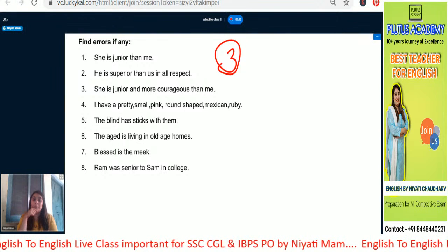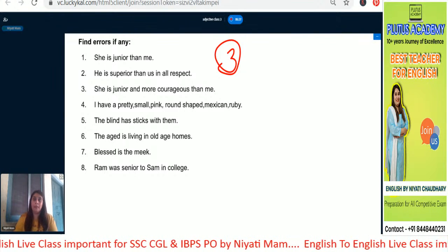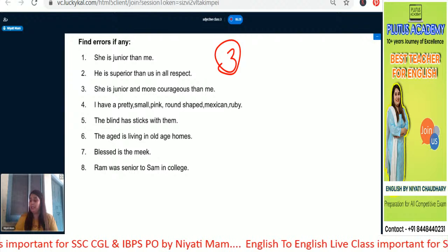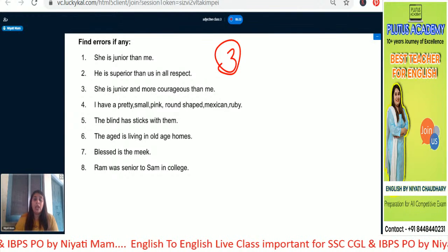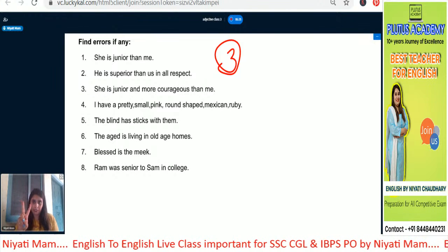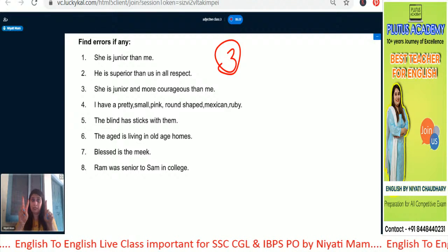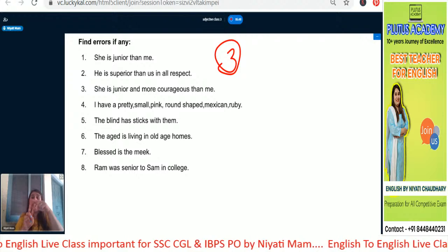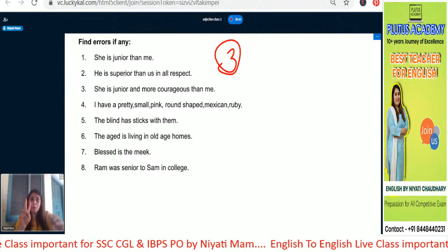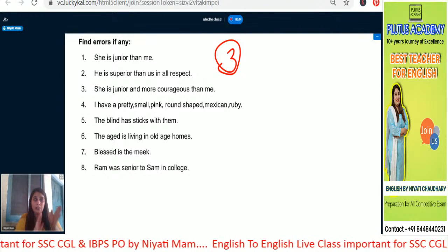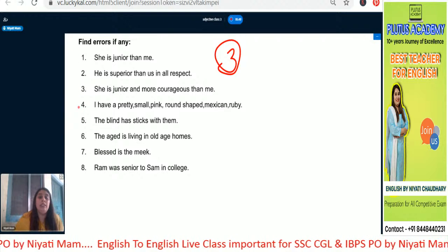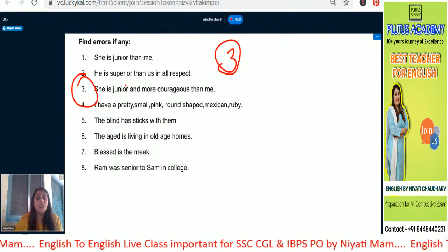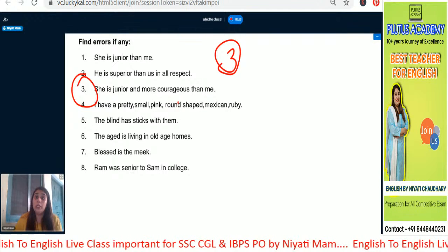Are you people getting my point? Are you understanding what I'm saying here? I am saying if there are two adjectives which are being used for a single noun, and if both the adjectives need a separate preposition with them, then we need to write a different preposition for each of the adjectives. Now, coming to sentence number 3, she is junior and more courageous than me.